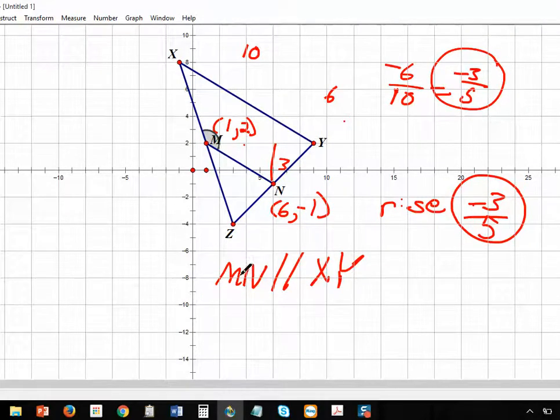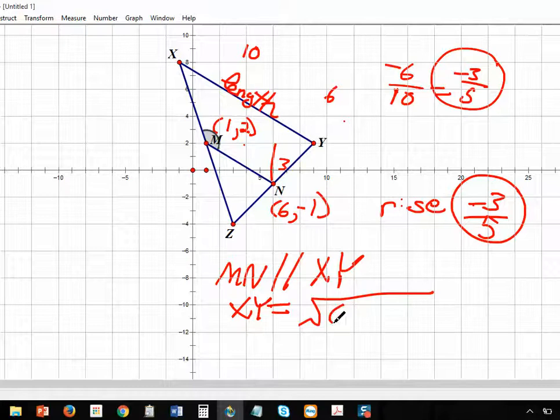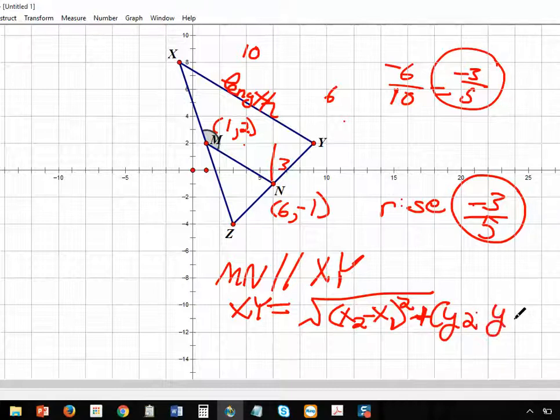The other thing we're supposed to do is find the length of the two sides. Now, the length of side XY, we're going to use the distance formula for. You could also use the Pythagorean theorem. But the distance formula says that you should subtract the x coordinates and square them. And you should subtract the y coordinates and square them. Then take the square root of the whole thing.